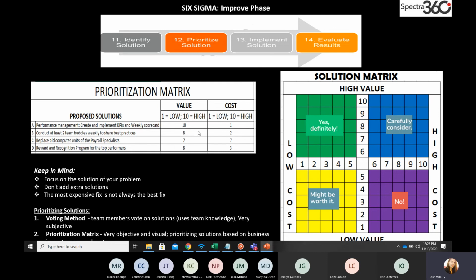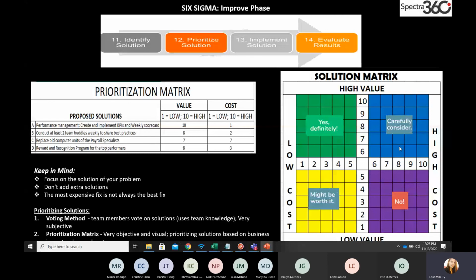If you can see here, most of my solutions I find all valuable, but the only difference is that I feel that replacing old computer units is quite costly and it will need approval from management. So I rated it as a high cost. And everything else entails cost, but it's not really that big. So once you have this, you need to plot them to your solution matrix. This is the solution matrix, the colored one here.